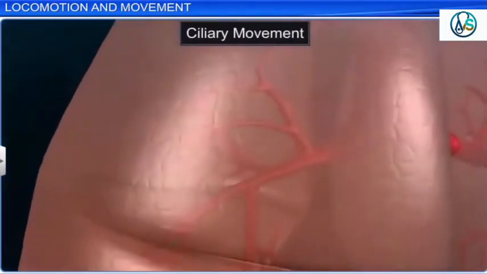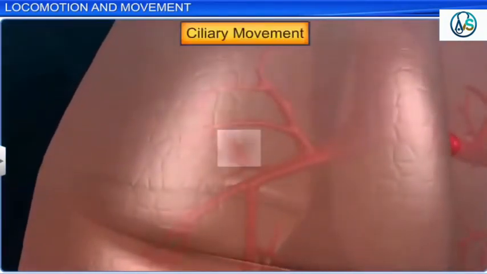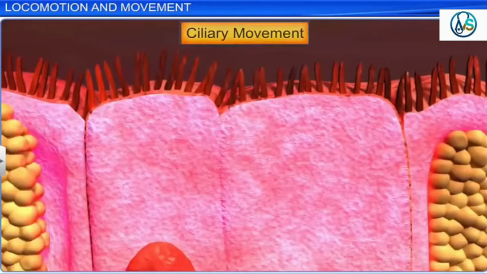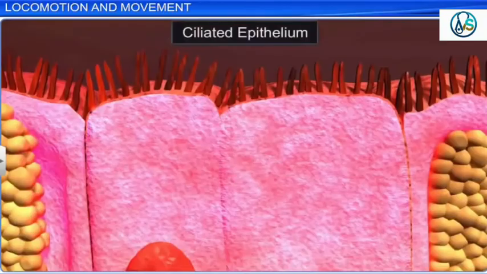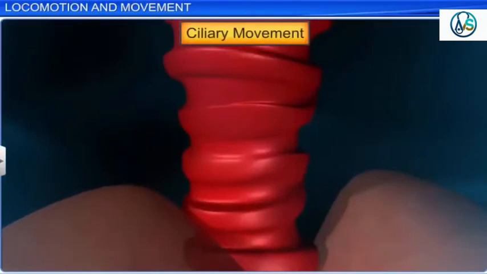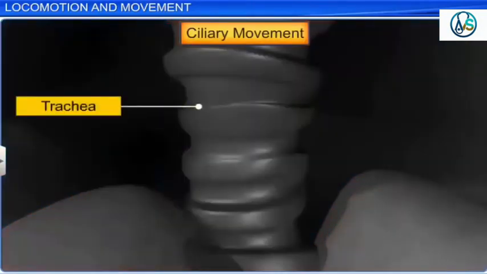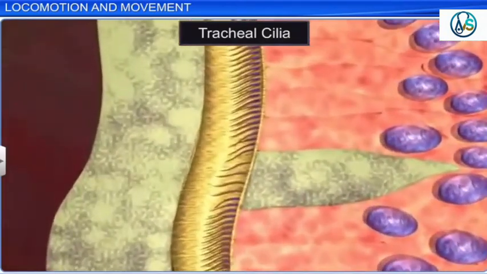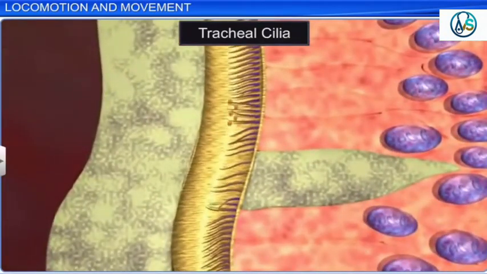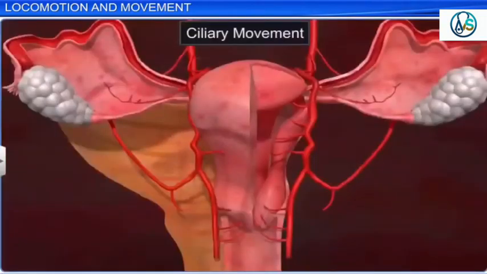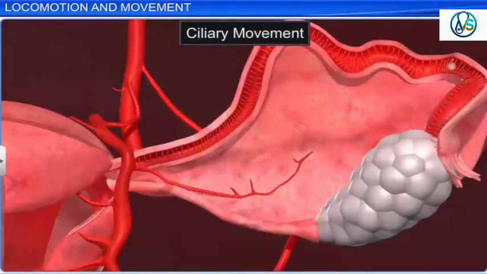Another type of movement is ciliary movement, which occurs in most internal tubular organs lined by ciliated epithelium. One such example of ciliary movement is seen in the trachea, where the cilia move in a coordinated manner to remove dust particles and foreign substances inhaled while breathing. Another example is the movement of the egg through the female reproductive tract, which is lined by cilia.